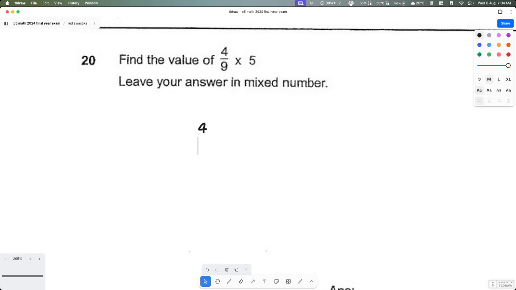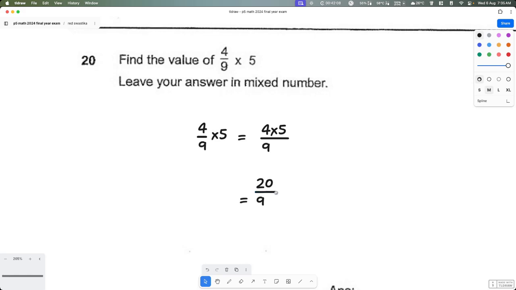So 4 out of 9, and then we multiply this by 5. It's the same as 4 times 5 out of 9. Leave your answers as a mixed number. Then I'm just going to put this over here. So this will be equal to what out of 9? You guess 20, you're right.